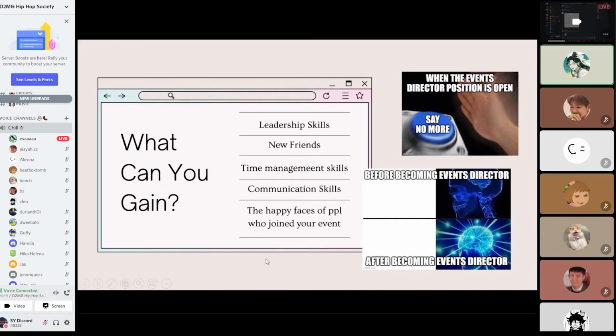You can also make new friends from the exec team, the subcoms, and for events, right? Because for most of the face-to-face events, we would be there. Back then, I couldn't because I wasn't there. But yeah, you have a good chance to make new friends, and it can also teach you how to manage your time well and communicate with others.